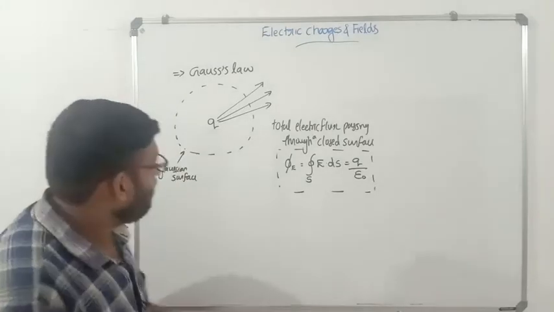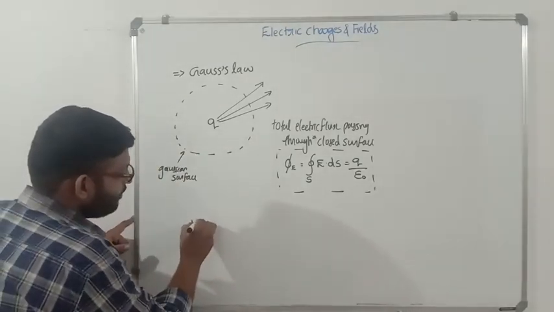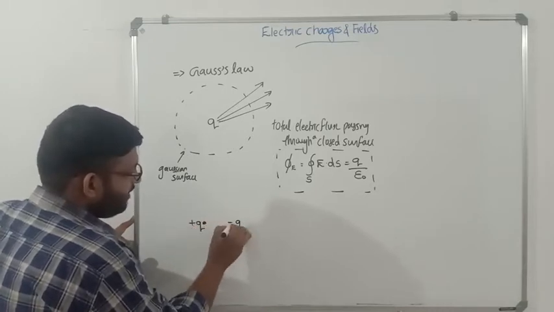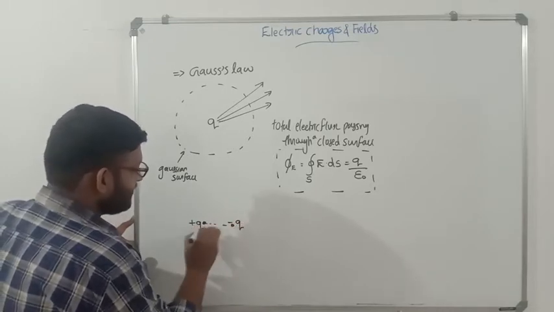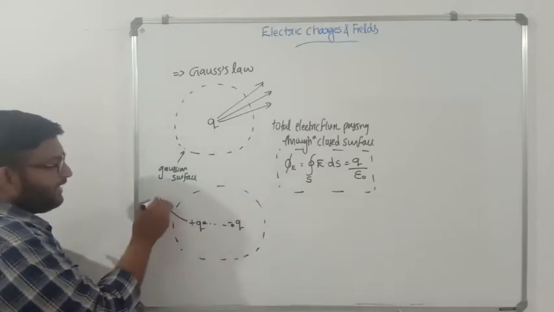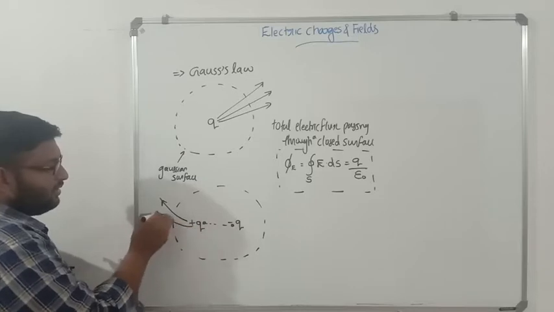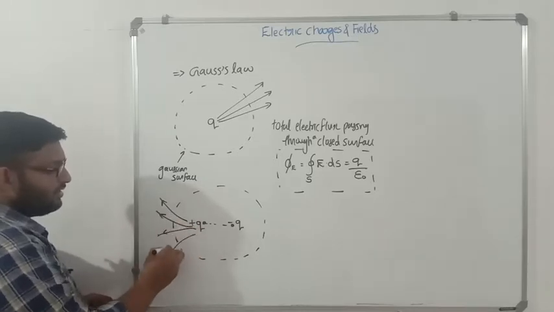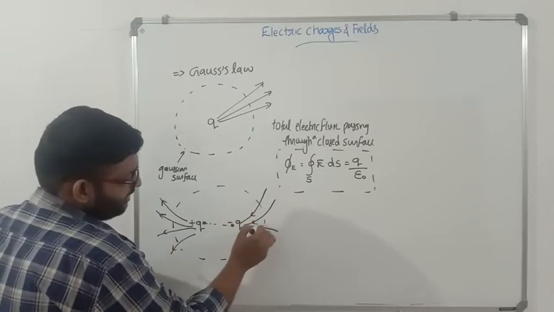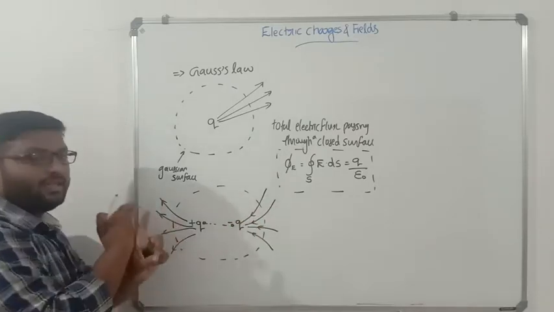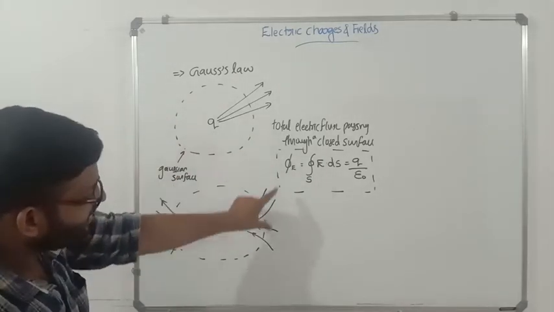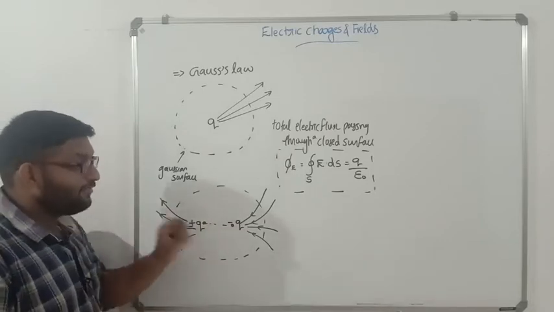So guys, now what happens if you take a dipole? We are having a dipole. This dipole is kept in a Gaussian surface, a closed surface. Then the field lines going out can come to here like this. It can come to here. So there is no net field lines leaving. Every field line that leaves will come to the other side, which means the net flux is 0.